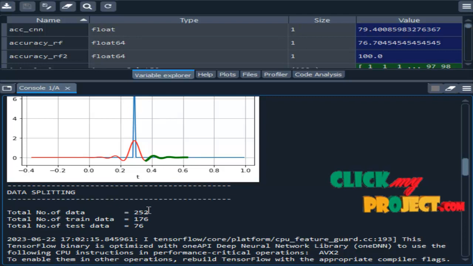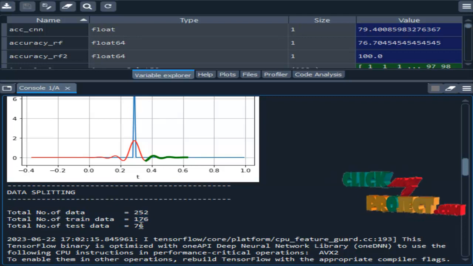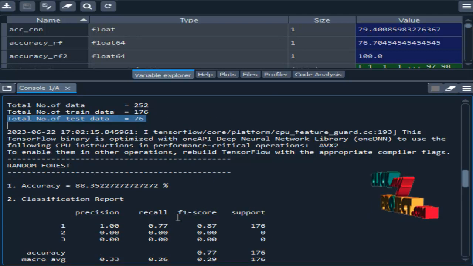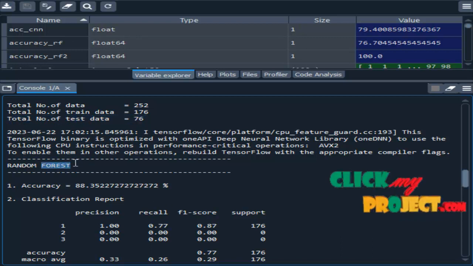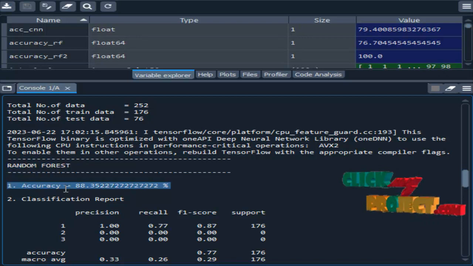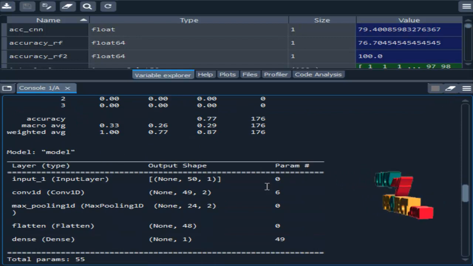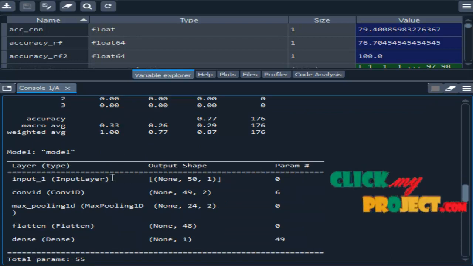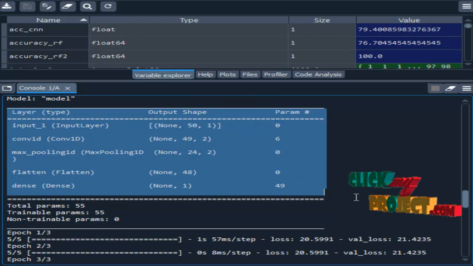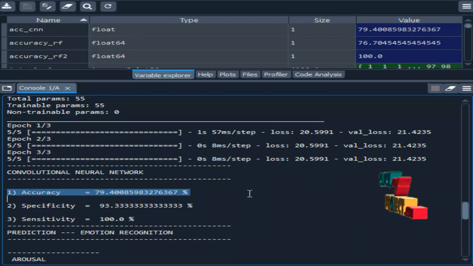Then data splitting. So this is the total number of data, this is the total number of training data, and the total number of test data. Then finally we implemented the two algorithms, one is random forest and the other is CNN. In random forest we got 88% accuracy. The CNN has three layers: input, hidden, and output. So these are the layers implemented in our project. In CNN, we got 79 percent accuracy.